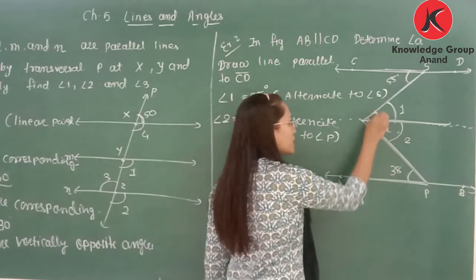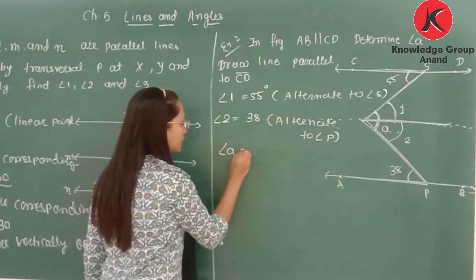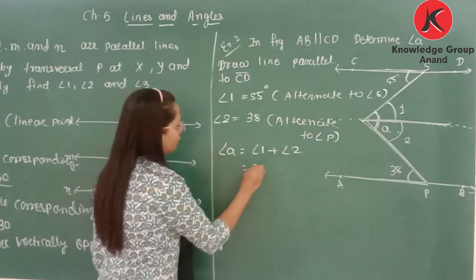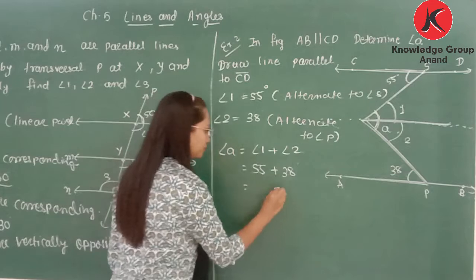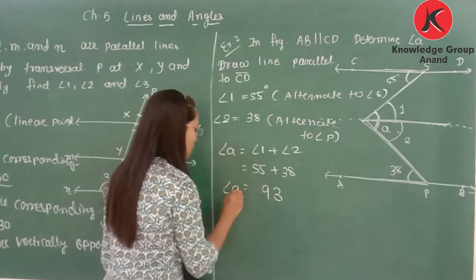Now here we found angle 1 and angle 2. But angle A is what? Angle 1 plus angle 2. So you can write angle A is equal to angle 1 plus angle 2. Angle 1 is 55, angle 2 is 30. So we get 85. So our angle A is 85 degrees.